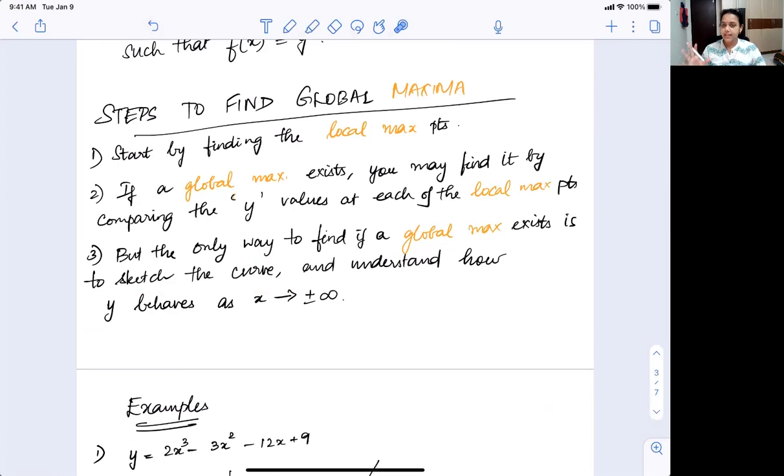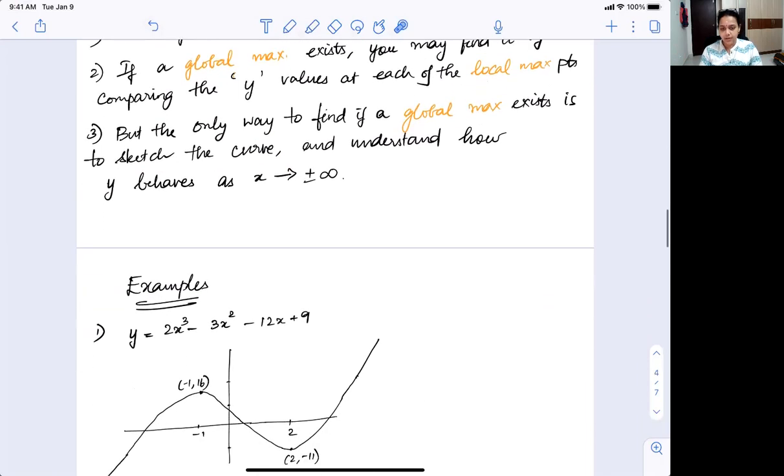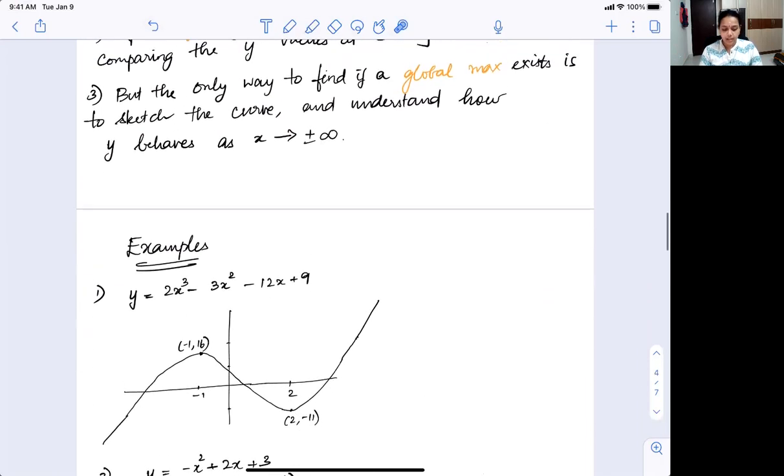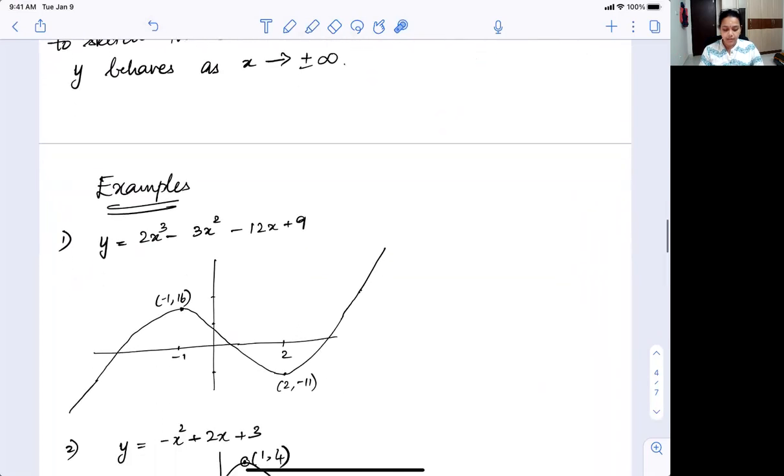So that's the sequential way to figure out if a global maximum exists and what it is in the case. Let's see a couple of examples to try and understand what's going on. So let's focus on this first function. Y is equal to 2x cubed minus 3x squared minus 12x plus 9. And we've been working with this function for a few lectures now.